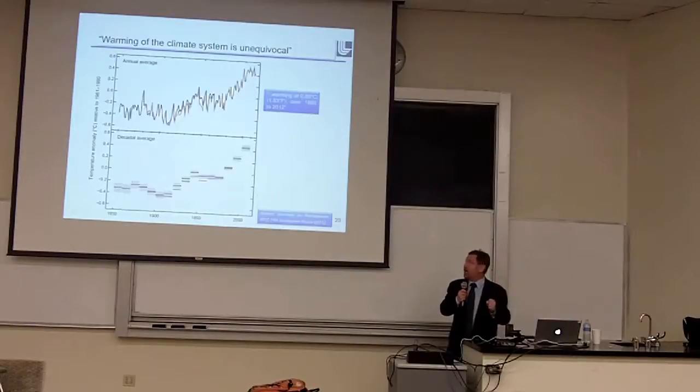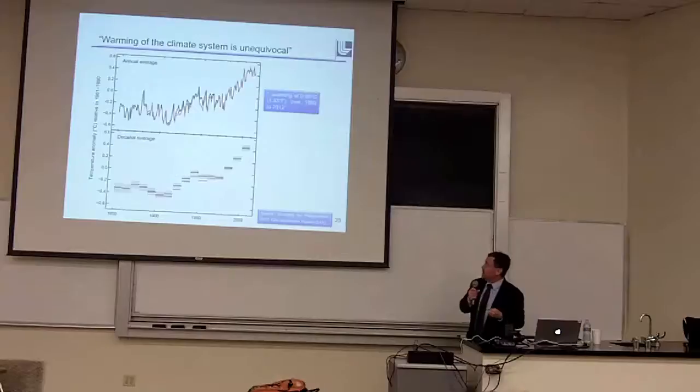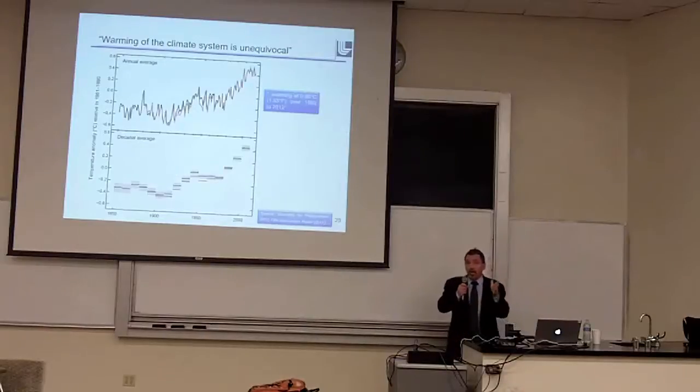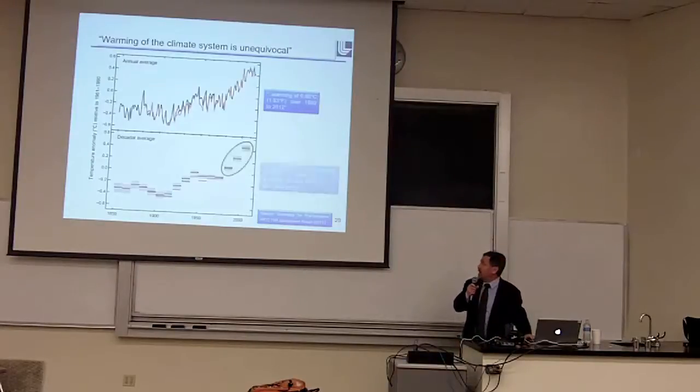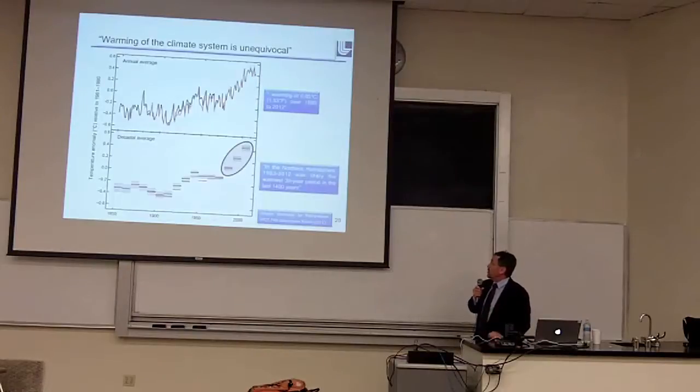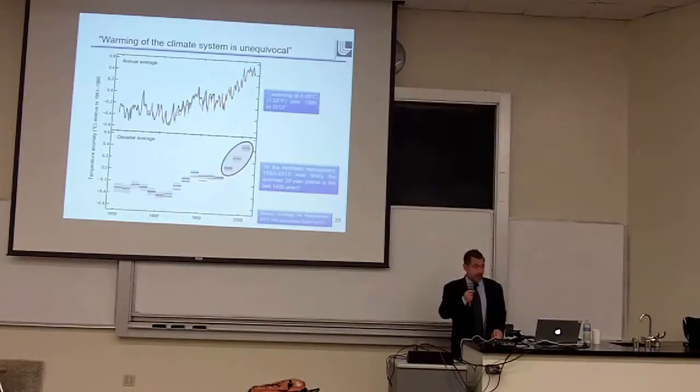So that's our best shot. And if you look at the bottom panel, those are 10-year averages. And again, three colored lines for different observational groups that have done this. The gray bars give you some sense of the uncertainty. And one bottom line finding of the 5th assessment report was that in the Northern Hemisphere, the last 30 years were likely the warmest 30-year period in the last 1,400 years.